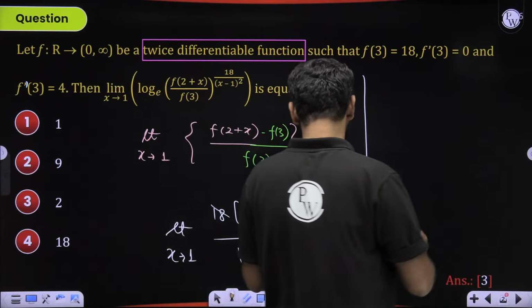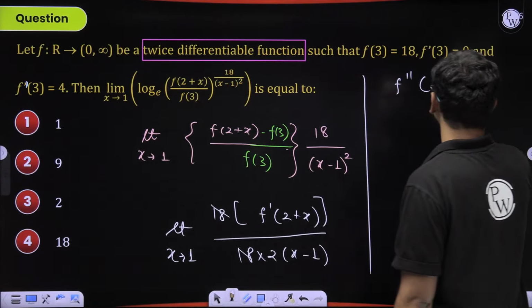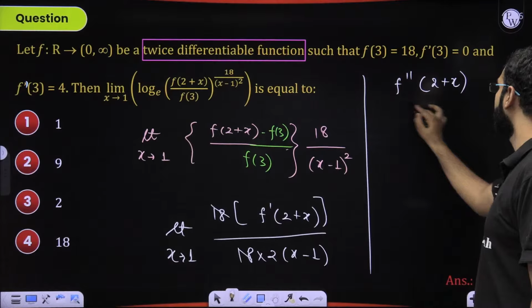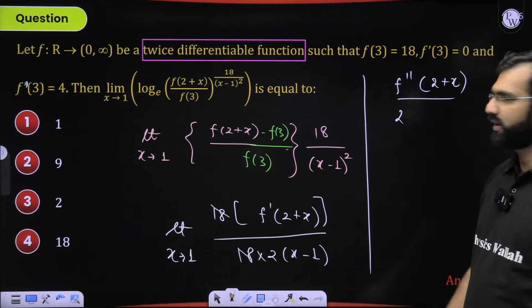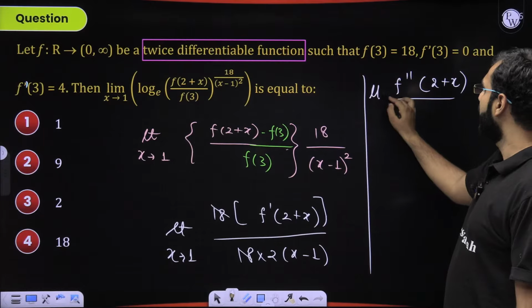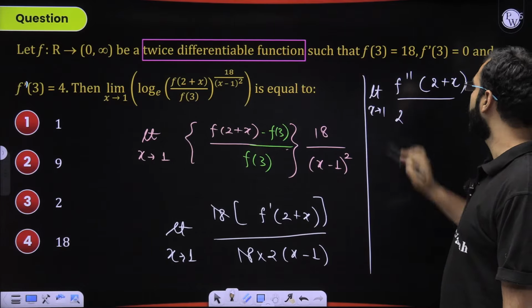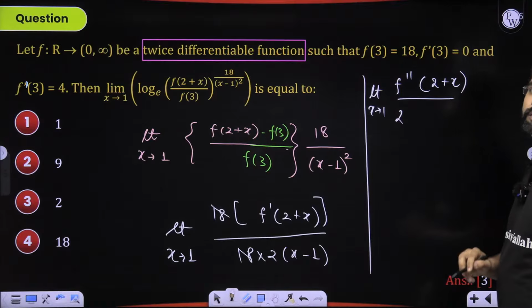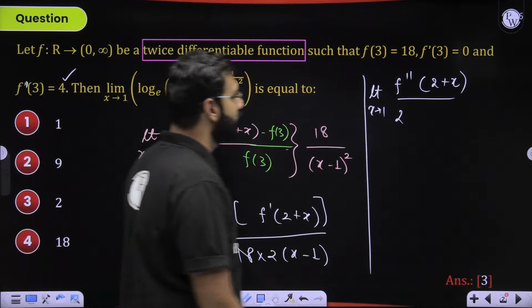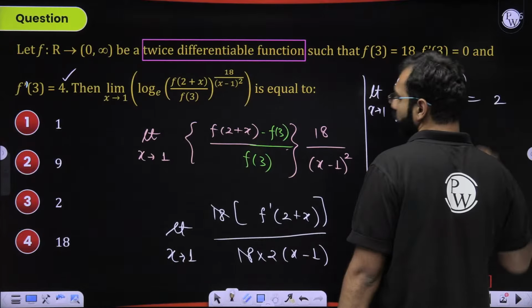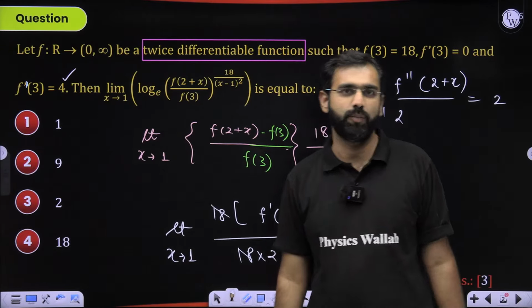So this f dash 2 plus x, when differentiated, becomes f double dash 2 plus x, whole divided by 2, which stays there like that only, and derivative of x minus 1 is 1. And there, limit x approaches 1 is getting applied. I hope you're understanding it. And f double dash 2 plus 1, 2 plus 1 is 3. So f double dash 3 we are given as 4. So your answer will be 4 by 2, and 4 by 2 we all know is 2. Option C needs to be marked.